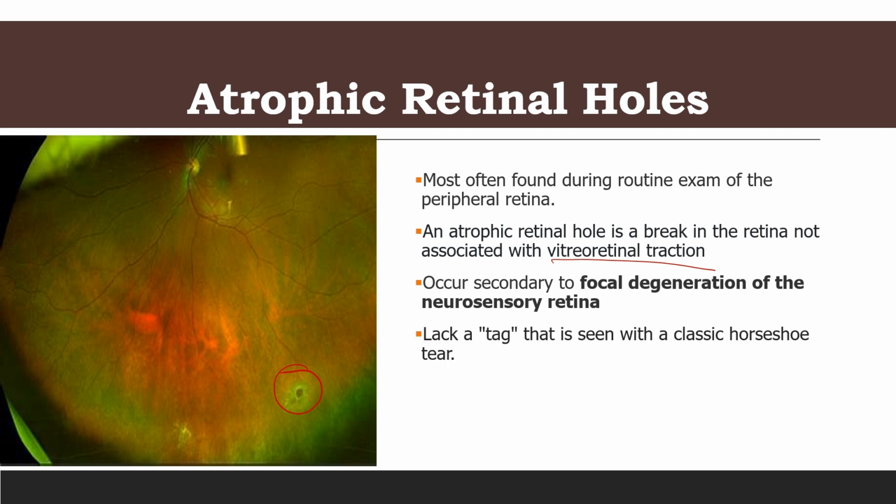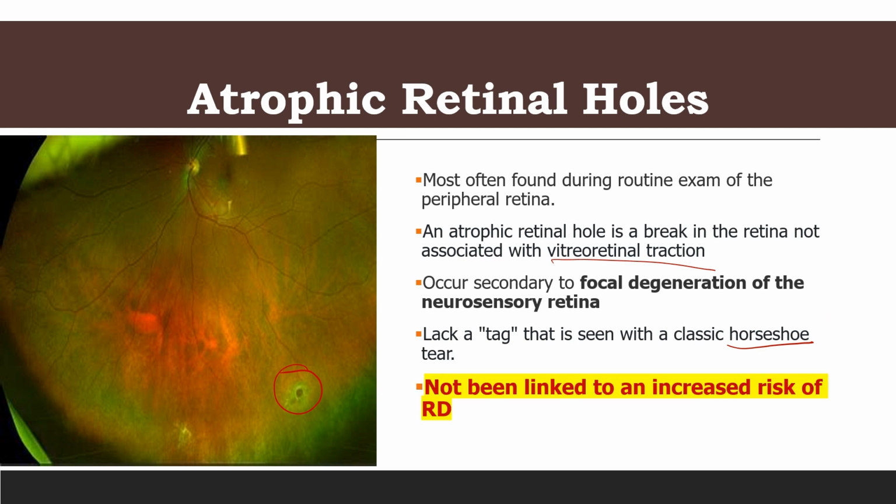And since there is no role of vitreoretinal traction, you are not going to find any attached vitreous as a tag to that atrophic retinal hole. Now, this is something that you find classically in a horseshoe shaped tear, and this is because a horseshoe shaped tear will basically happen because of a vitreoretinal traction.